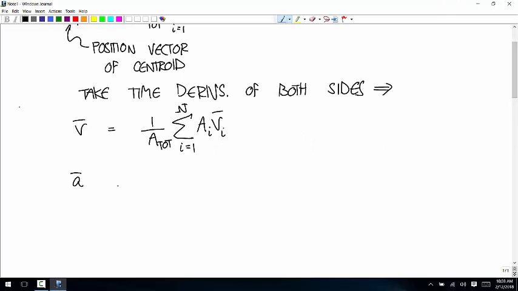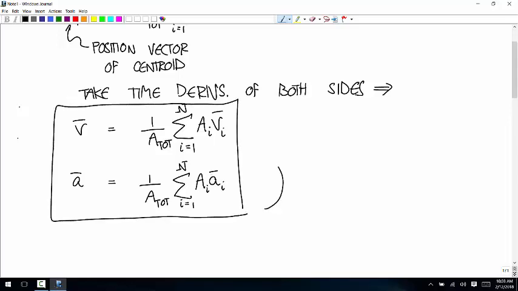And the acceleration of the centroid is 1 over the total area times the sum of the ith area times the acceleration of the ith centroid. These both work for 3D also if you replace the areas with volumes.